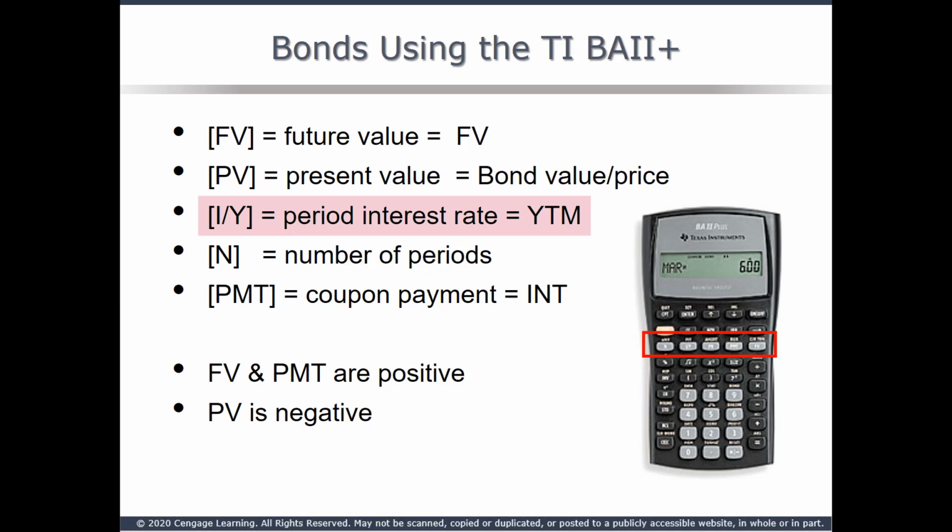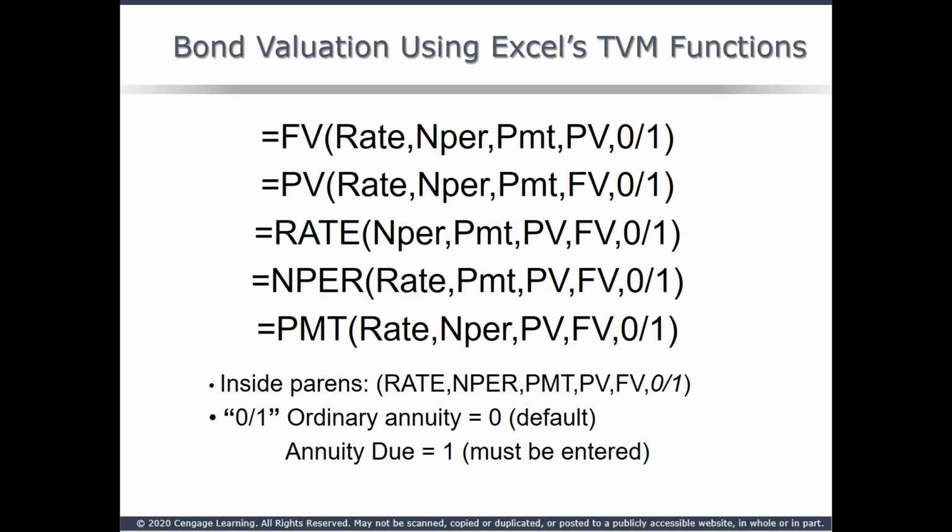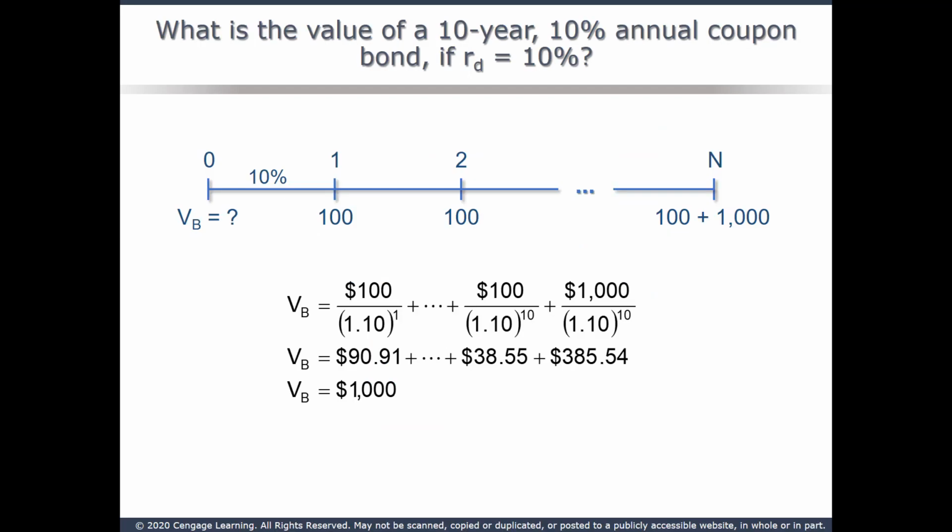After issue, the coupon rate is fixed. The yield to maturity changes with the market. N is the number of periods to maturity. PMT is the coupon payment. In Excel, we'll use the same TVM functions we covered in Chapter 5. Note that the type is always 0 for a bond. They're ordinary annuities.